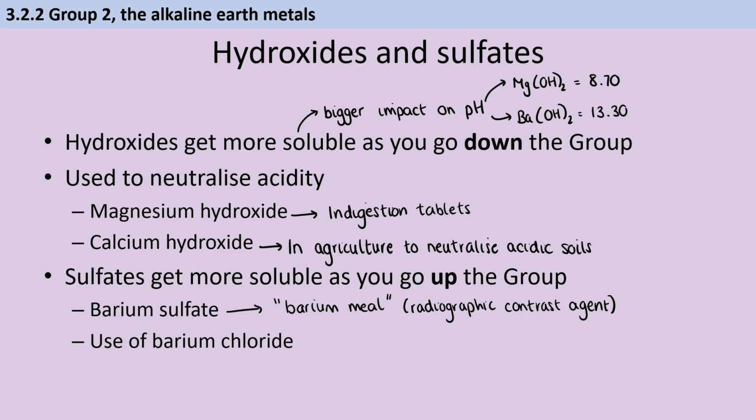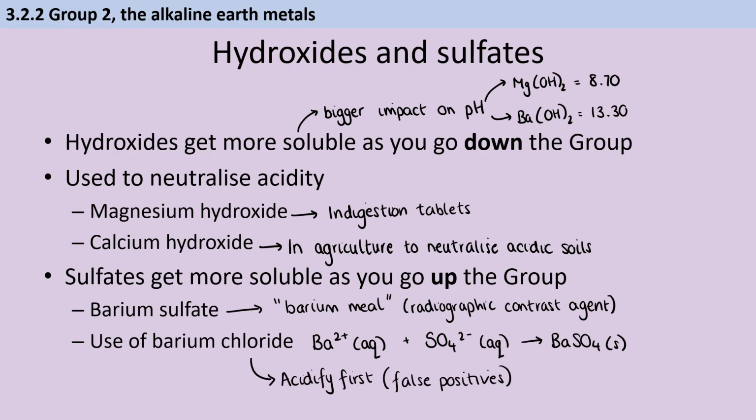It's safe to do this even though barium sulfate is incredibly toxic, because it won't dissolve in the body's fluids and therefore it can't be taken in. Barium chloride is also used as a test for sulfate ions. So the barium ions from the barium chloride will combine with any sulfate ions in a solution to make a white barium sulfate precipitate.